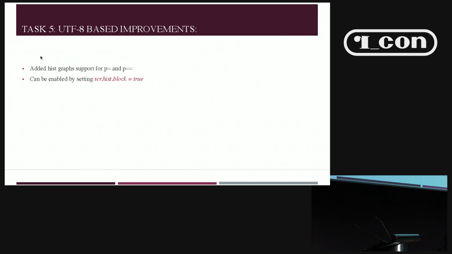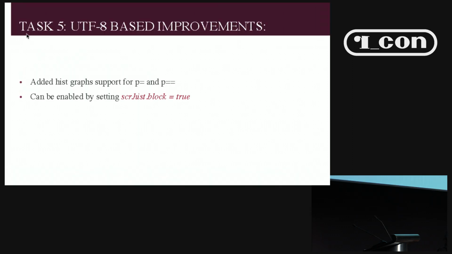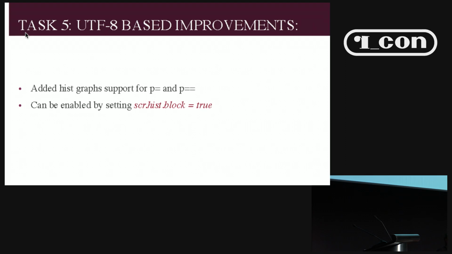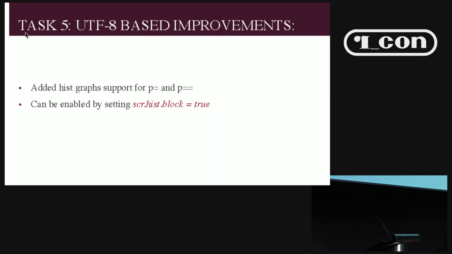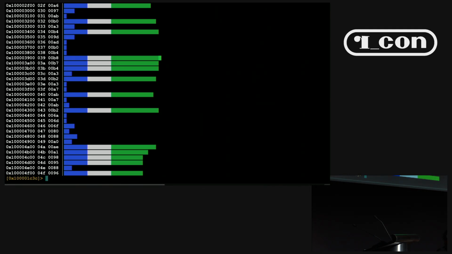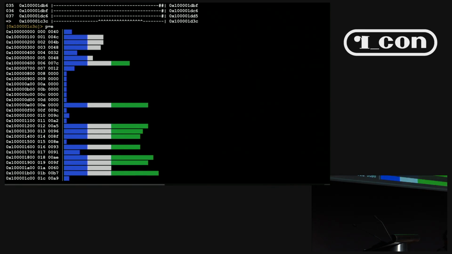So the next enhancement in UTF-8 was for P equals and P double equals. In order to display the entropy graph and various other graphs in the print mode, they were using non-ASCII, non-UTF-8 based characters. So I did a couple of things for this.